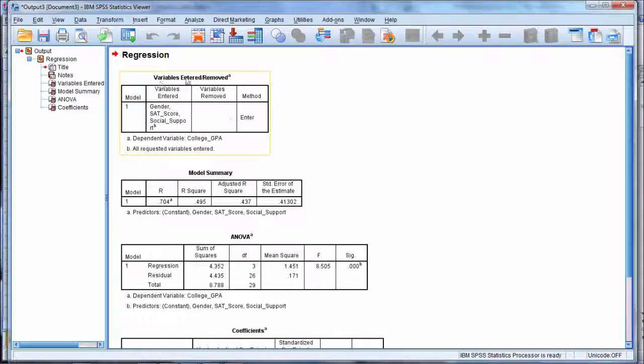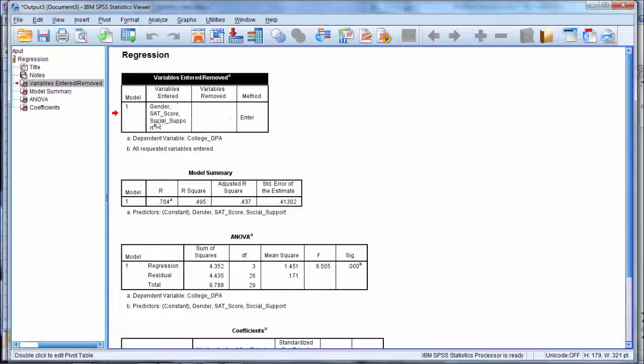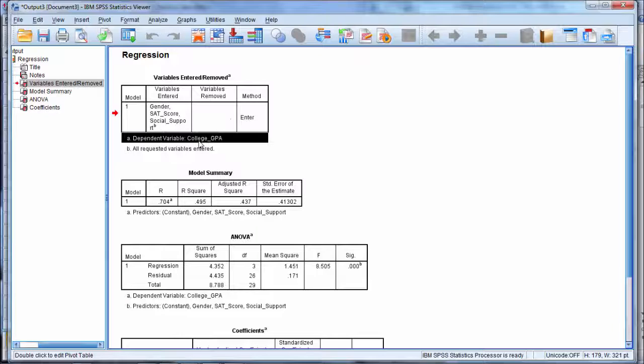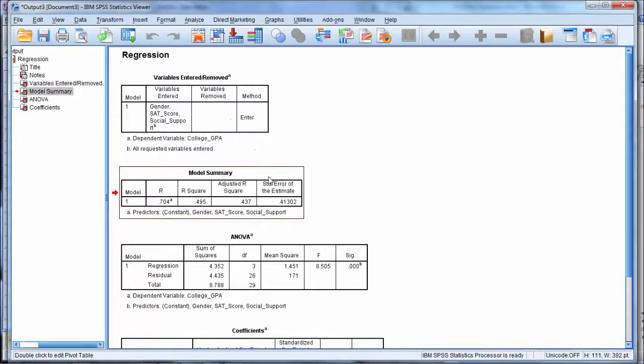The first table, variables entered/removed, confirms that we had the variables gender, SAT score, and social support as our predictors, and our dependent variable or criterion variable was college GPA. So that looks good. Our next two tables, model summary and ANOVA, are looking at whether our predictors, once again, SAT score, social support, and gender, when taken together as a set or as a group, predict college GPA.